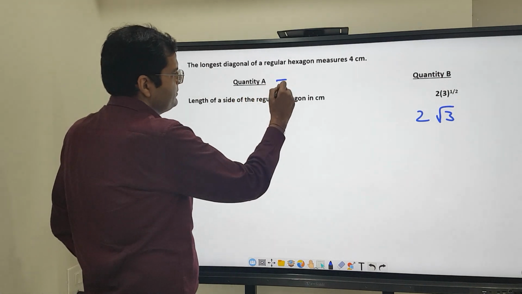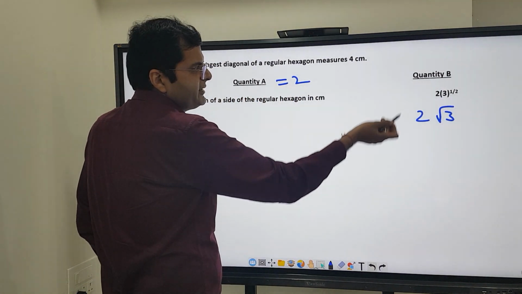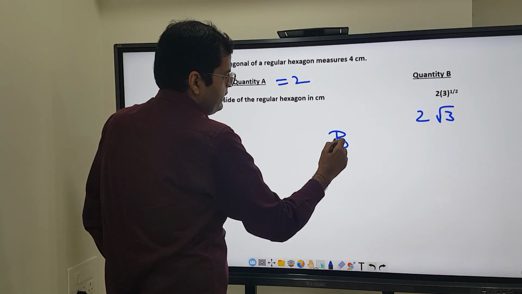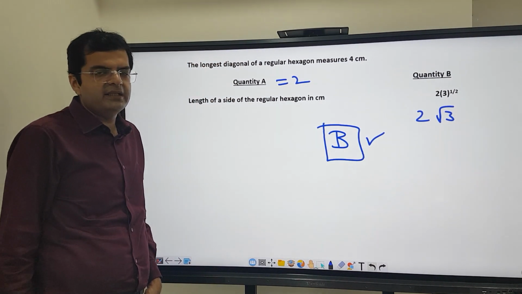So quantity A comes out to be 2. Quantity A is 2, quantity B is 2 root 3. Which of them is bigger? Quantity B is bigger. So answer option B is the correct answer here. Alright, that's how you solve this question.